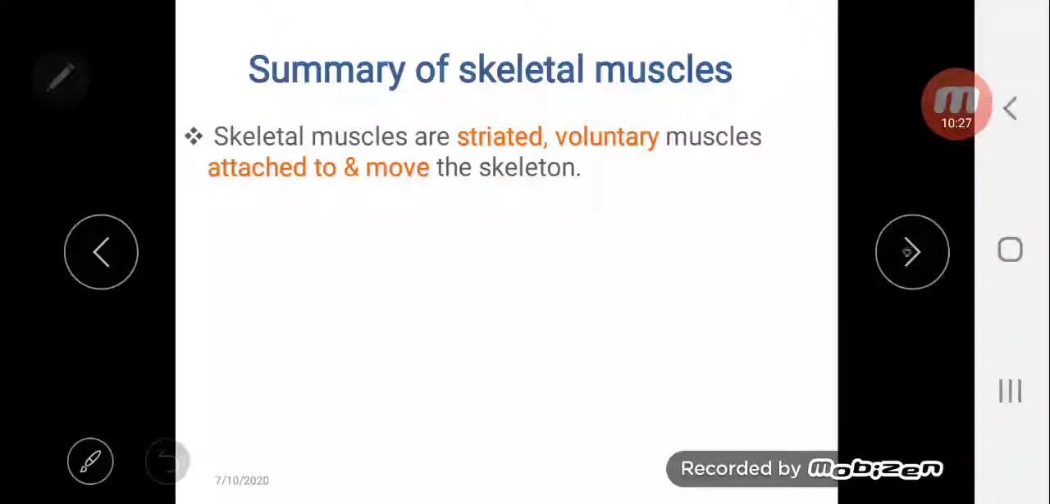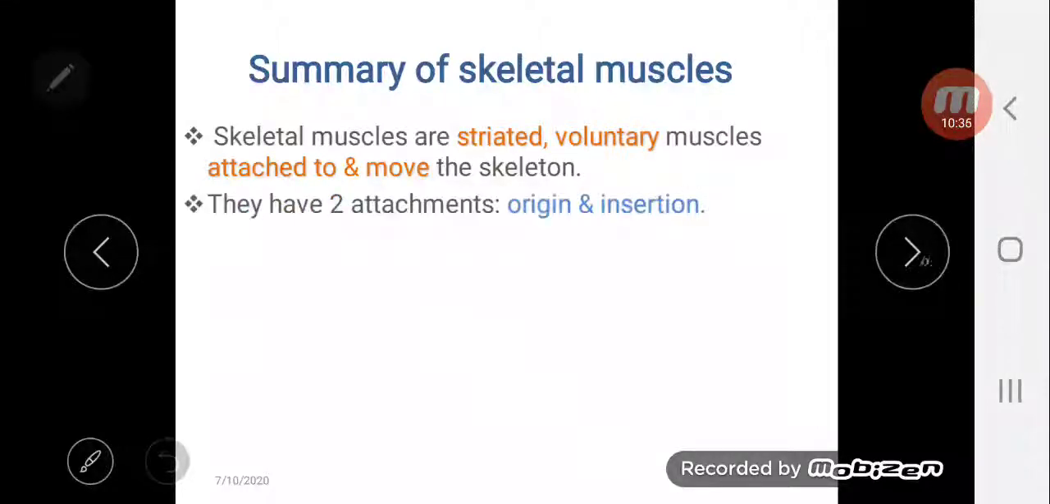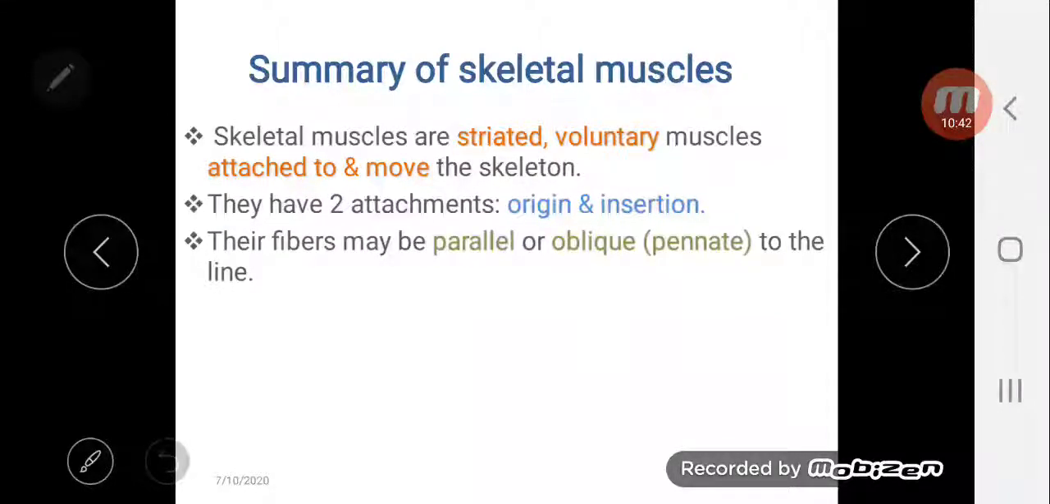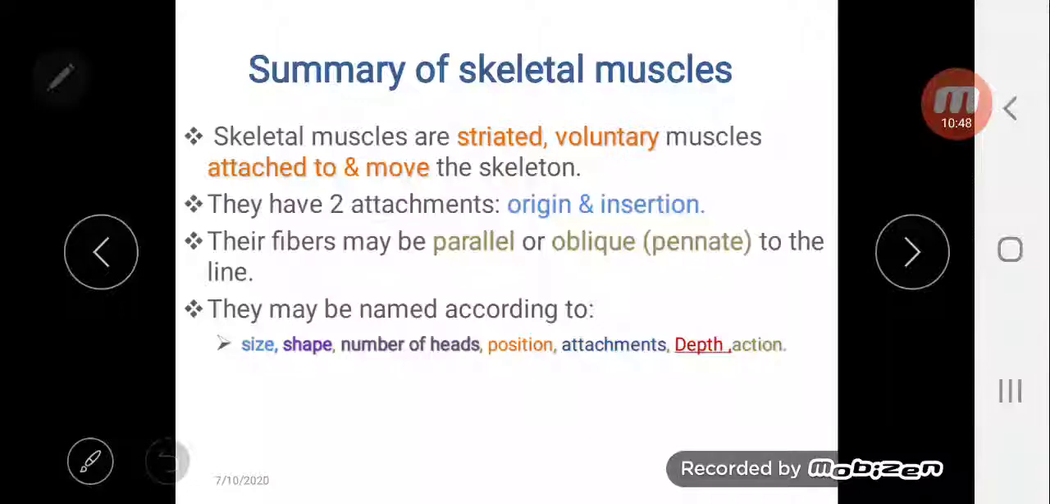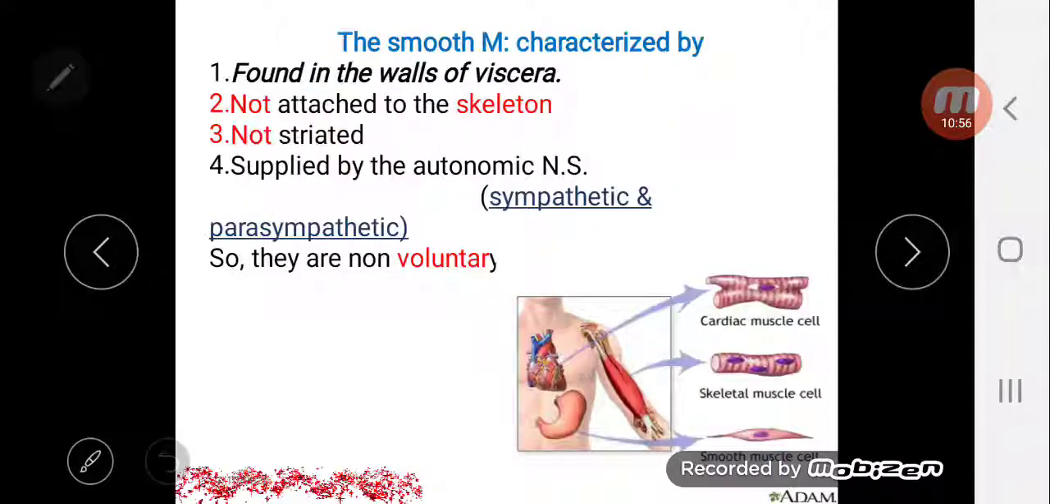Summary of the skeletal muscle. Skeletal muscles are striated, voluntary, and muscles attached to and move the skeleton. They have two attachments, origin and insertion. Their fibers may be parallel or oblique to the line. They may be named according to the size, shape, number of heads, position, attachment, depth, and the action.